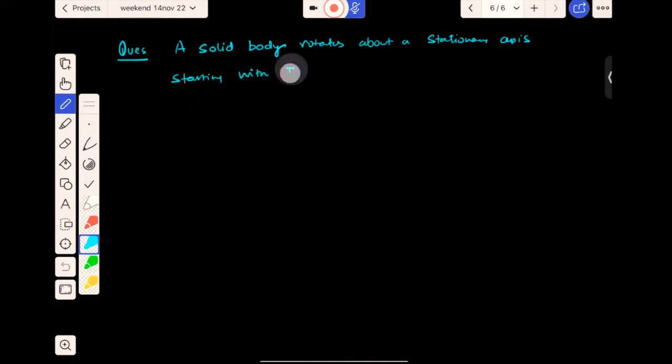Simple only. What is given is a solid body rotates about a stationary axis, starting with the initial velocity omega naught and angular deceleration whose magnitude is k into root omega.